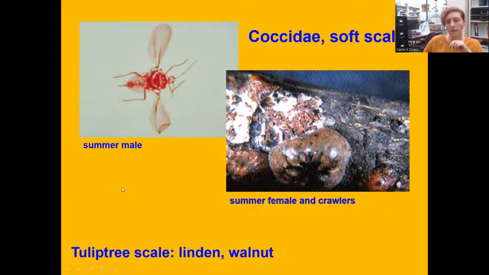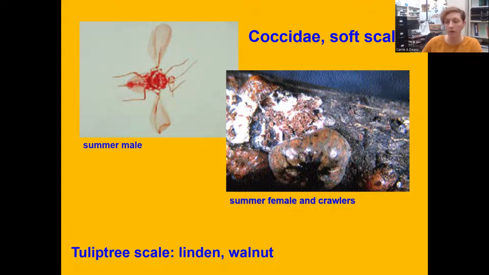Interesting thing about scales is also that the females have legs and are able to move around in the immature stage, which we refer to as crawlers. They're kind of difficult to see in this picture. We'll see them in the next one. These crawlers essentially hatch out from eggs, which are laid underneath the female's waxy shell, and they're able to move around, move to other parts of the plant host.